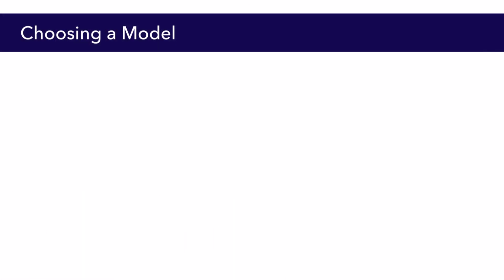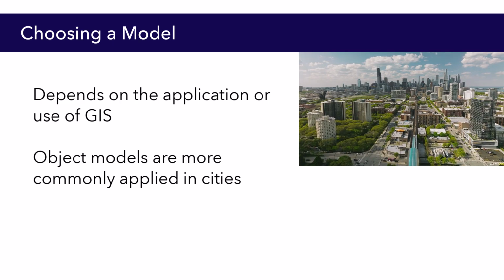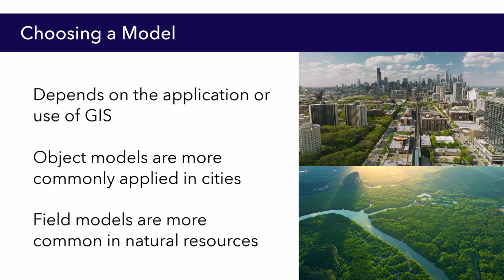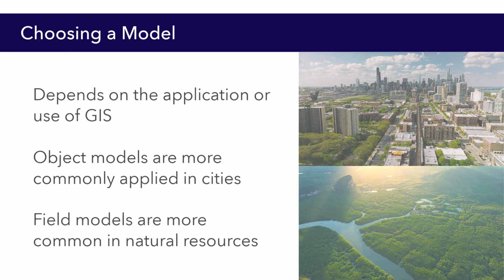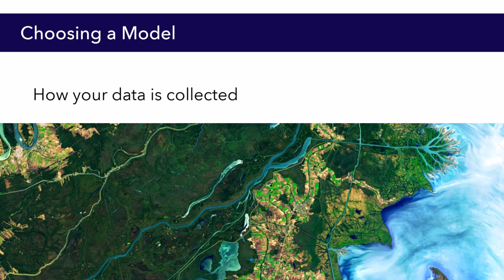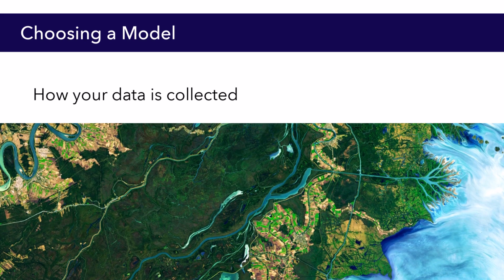Often, you'll make a decision about whether or not to use a field or object model depending on the type of applications that you're working with. So we see in cities, object models tend to be more common, whereas in natural resources or any kind of environment application, we do use a lot more of the field model. It also depends sometimes on how your data is collected. So if you are using data that's collected from satellite imagery, you often end up working in a field model.